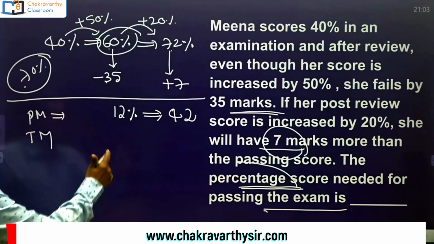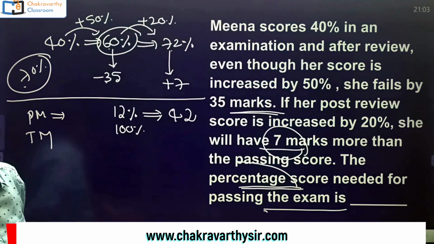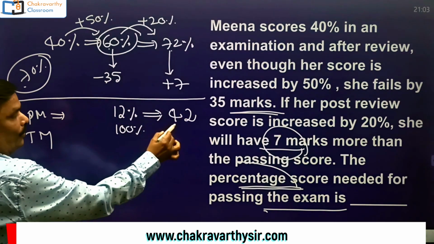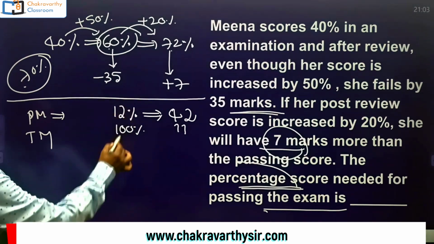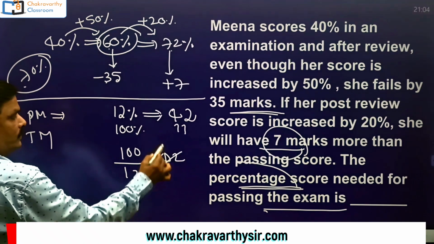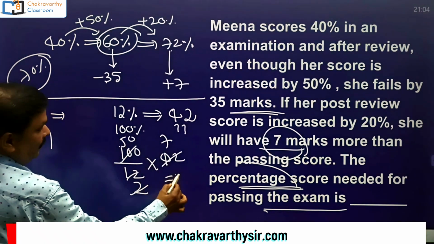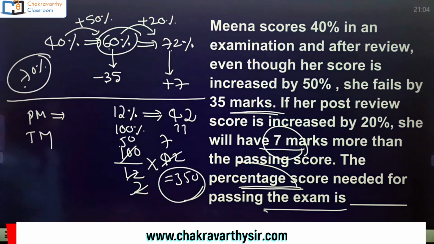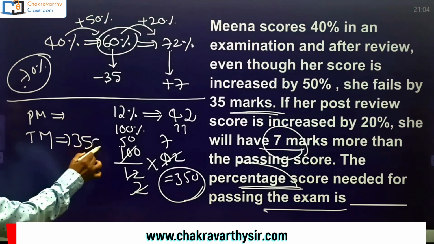Now, what is the total mark? Anyway, you can find out anything from this one. 12% is equal to 42. 100% is how much? Directly you can do it, but still 100 by 12 into 42: 6, 7 times 6, 2 times 25 is 50, 5 into 7, 35, so 350 is the total mark. Now, I am writing total mark 350 here.